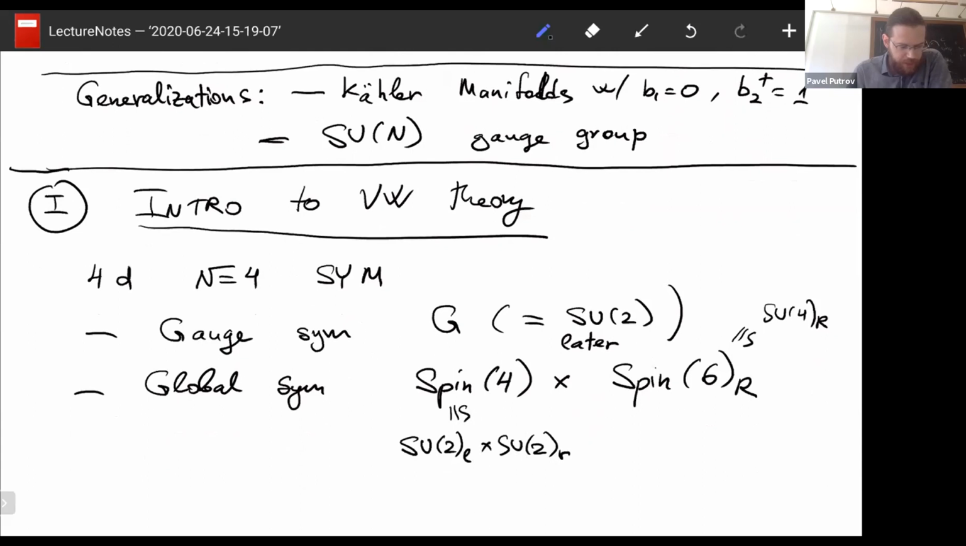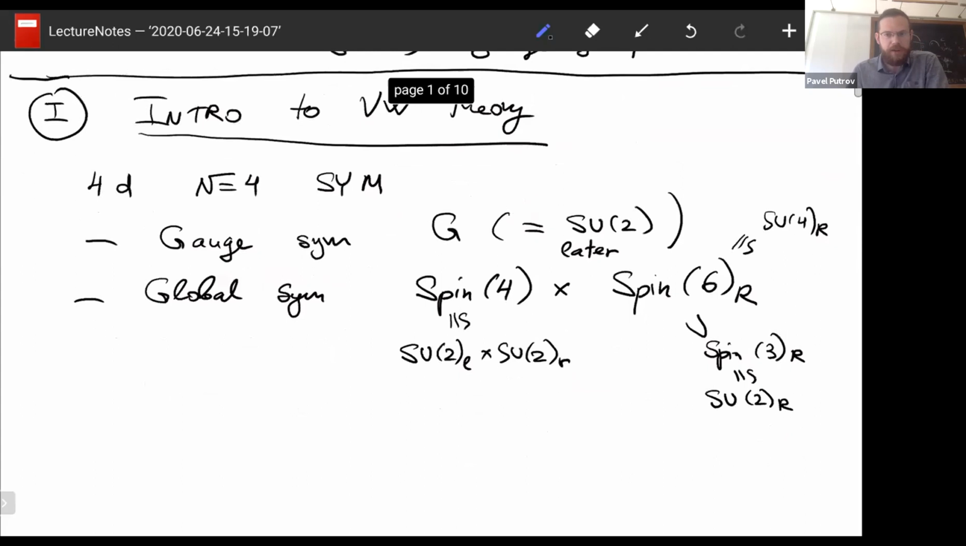And so here in the spin(6) R-symmetry group, we can take a spin(3) subgroup, which is obtained in a natural way just by restricting our rotations to rotations of 3 out of 6 coordinates. And of course, this spin(3) is isomorphic to SU2R. And then there are different ways to topologically twist the four-dimensional N=4 theory. And what we are going to be interested in is what is called the Vafa-Witten topological twist.